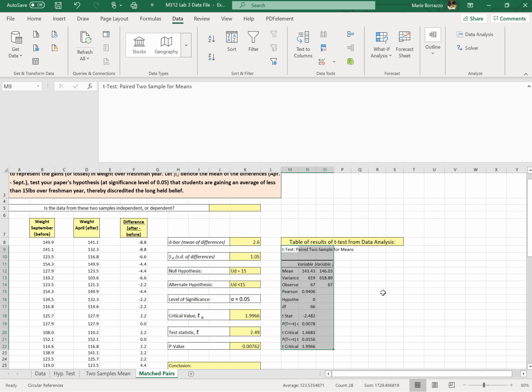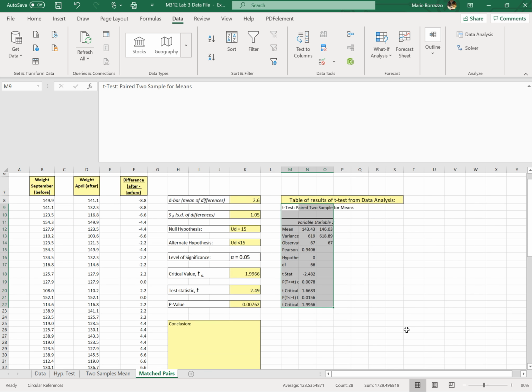Alright, and there you go. There's your information. Notice our critical T, 1.9966, and our T statistic of 2.49. Don't get upset over it being positive 2.49; that's just rounding, and they use the absolute value of it, because we always use the absolute value of T. There are 67 observations, hence the degrees of freedom is 66. The p-value is 0.0078. It is a little bit larger than what we did, but still significant.